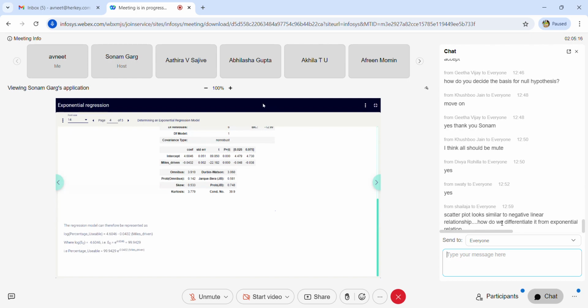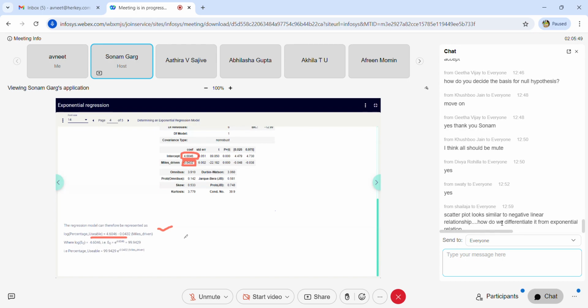This is your intercept, 4.666, and the coefficient for miles. Put it here in this formula. Now to find the log of the percentage usable, the predicted value which you get will be the log of the percentage usable. Now if you make predictions, we have to get the transformed back values. We have to take the exponential of it to make the calculations.